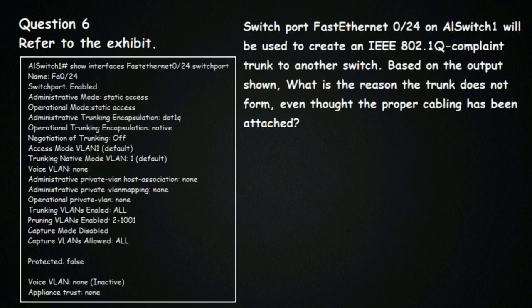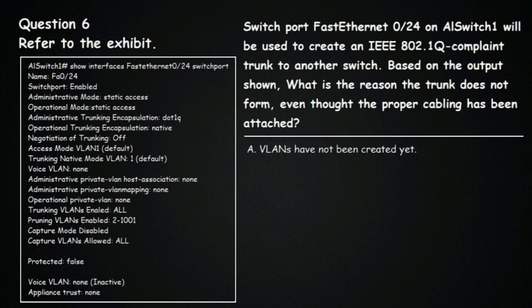Question 6. Refer to the exhibit. Switch port Fast Ethernet 0/24 on AL switch 1 will be used to create an IEEE 802.1q compliant trunk to another switch. Based on the output shown, what is the reason the trunk does not form, even though the proper cabling has been attached? A. VLANs have not been created yet.